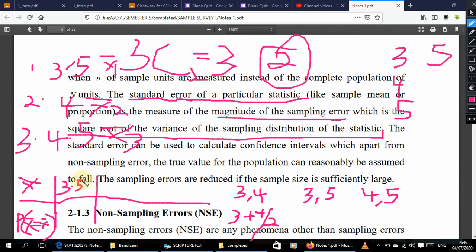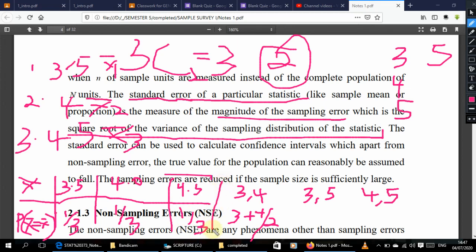How many times is it appearing? Only once. And how many x bars do I have? 3. So the probability here is 1 over 3. The next one is 4.0, and the probability there is also 1 out of 3. The other one is 4.5, and the probability there is also 1 out of 3.